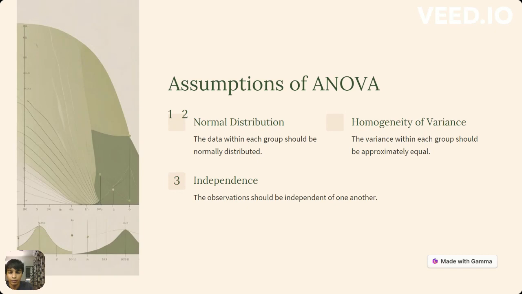Assumptions of ANOVA. Normal distribution. The data within each group should be normally distributed. Homogeneity of variance. The variance within each group should be approximately equal. Third, independence. The observations should be independent of one another. The data within each group should be normally distributed, and the variance within each group should be approximately equal.